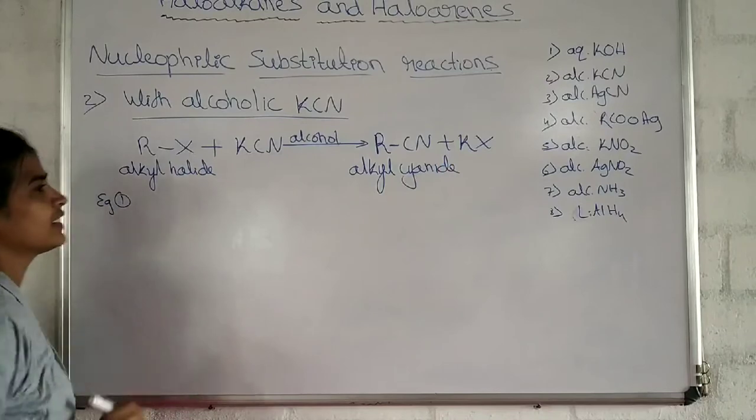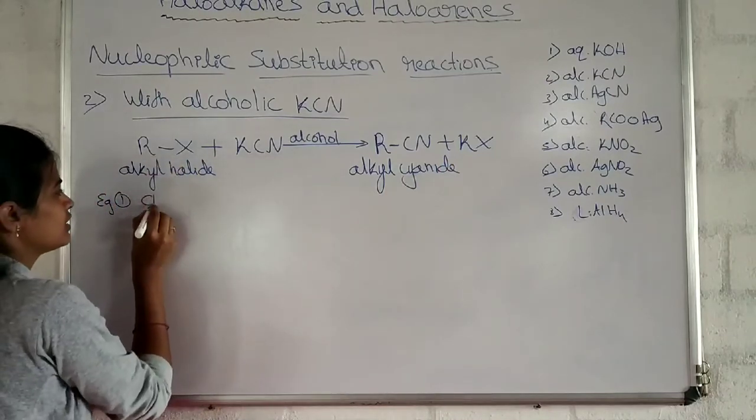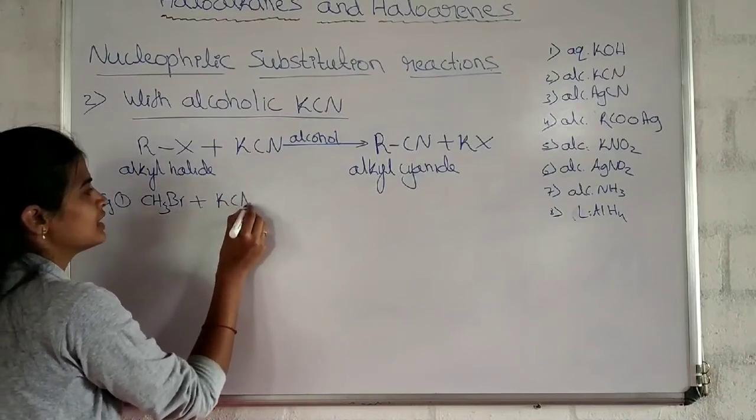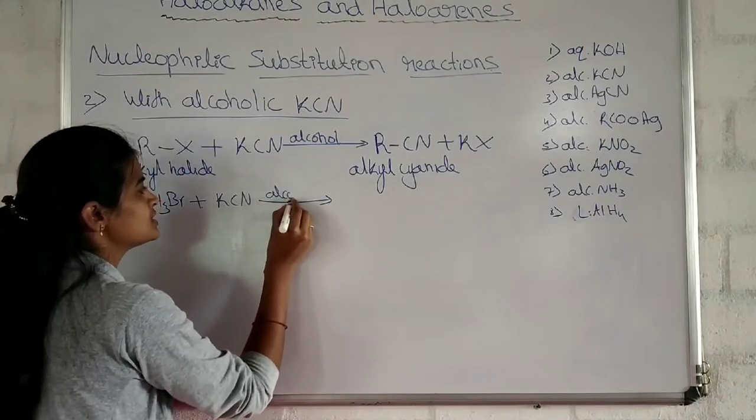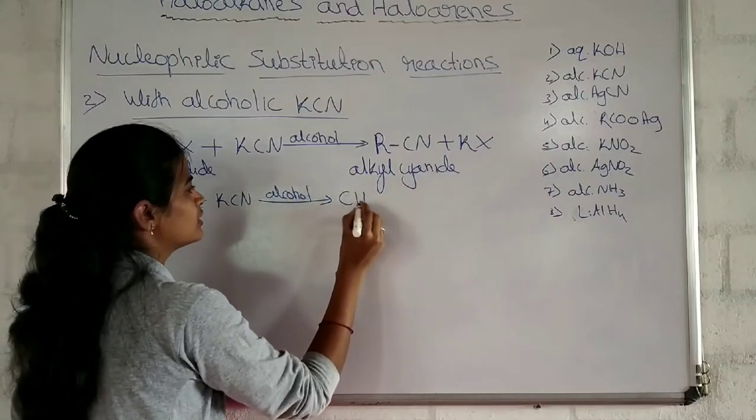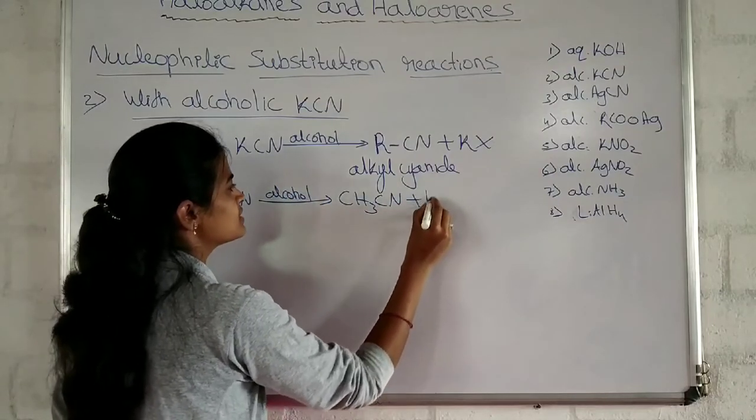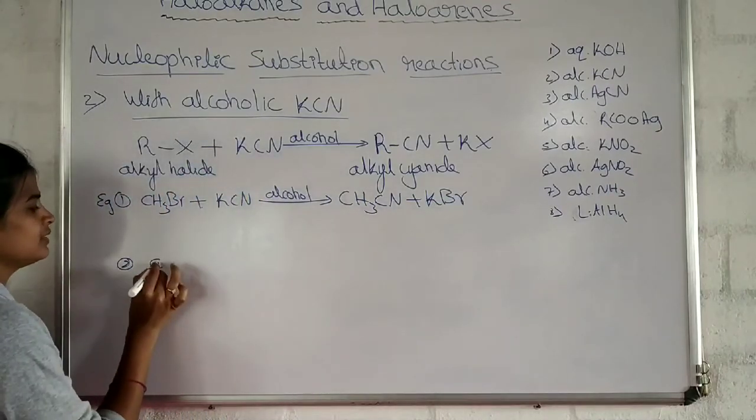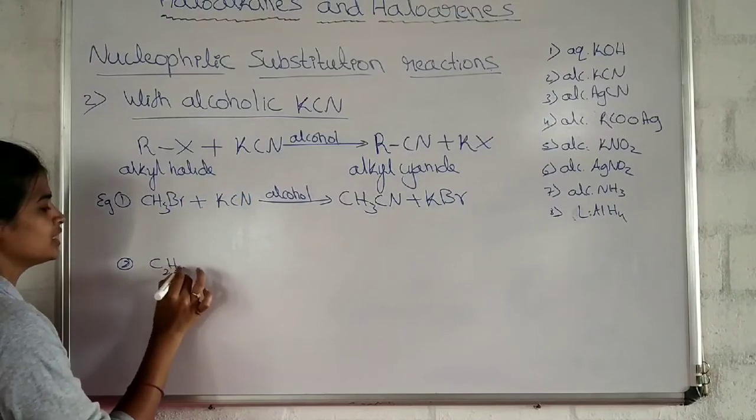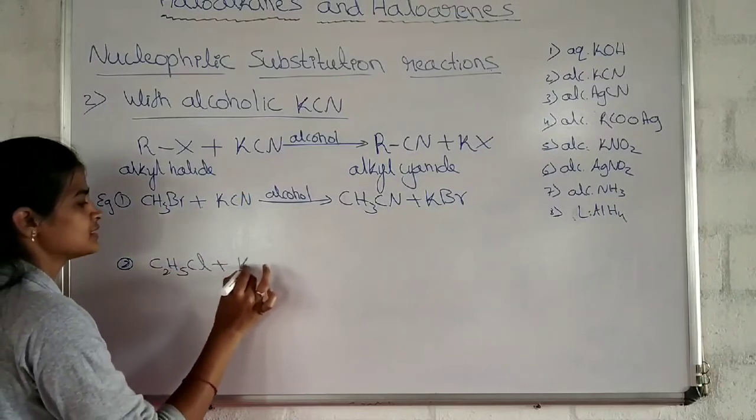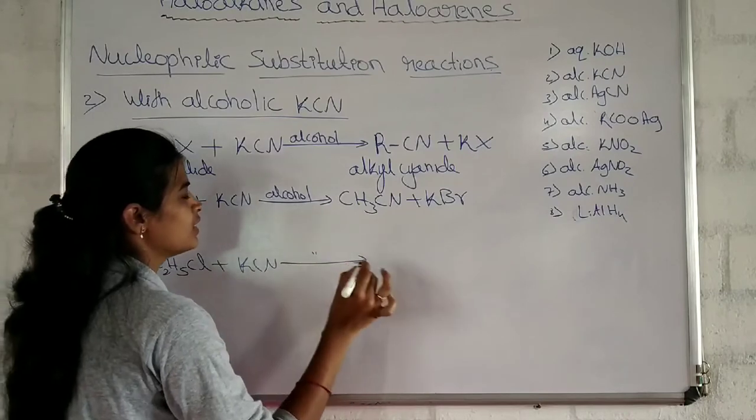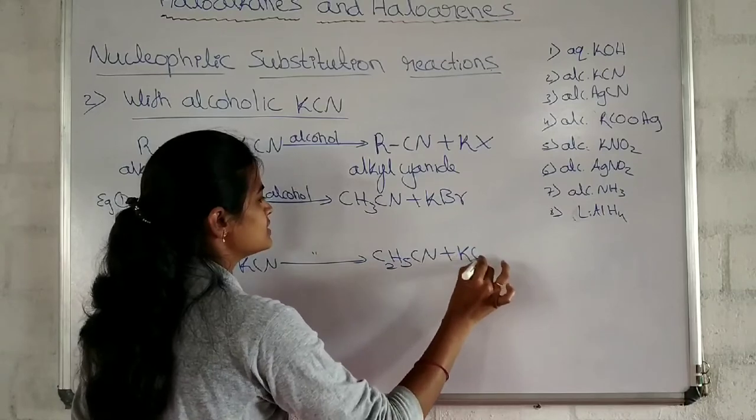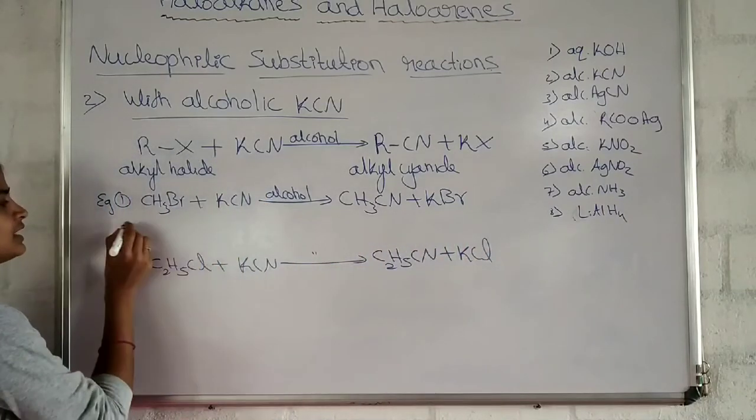For each reaction, I'll write two examples here. CH3Br plus KCN in the presence of alcohol gives what? CH3CN plus KBr. Second example, C2H5Cl plus KCN in the presence of alcohol gives C2H5CN plus KCl.